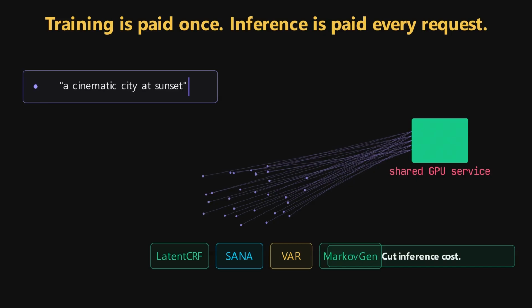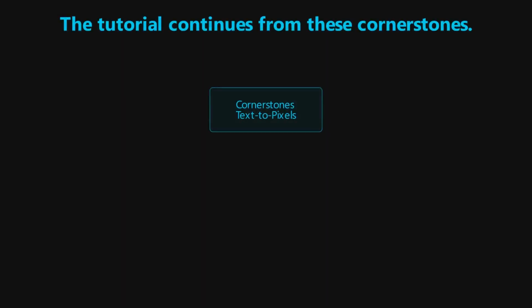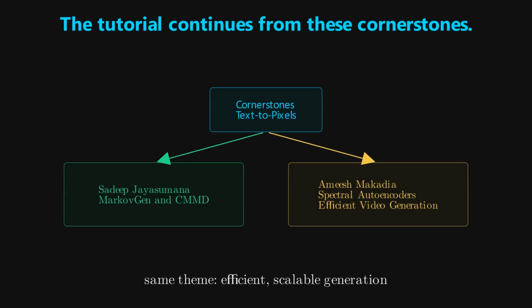Training is expensive. But inference is the cost that repeats. Every time a user types a prompt, the system has to generate again. If millions of users do this, inference cost becomes a central problem. That is why methods like Markov-Gen, latent CRF, SANA, and VAR are not small details. They are part of making text-to-image generation practical. Faster, cheaper, more scalable.